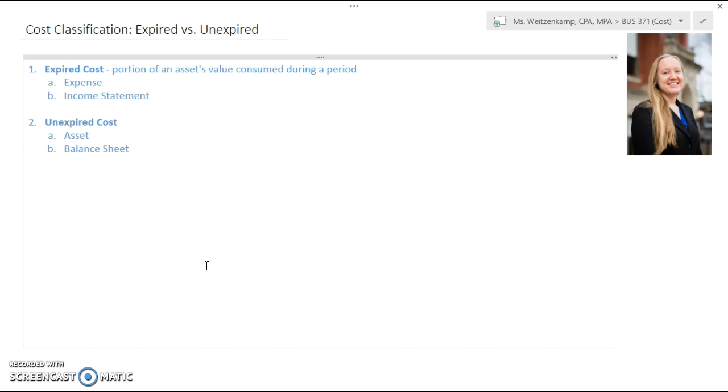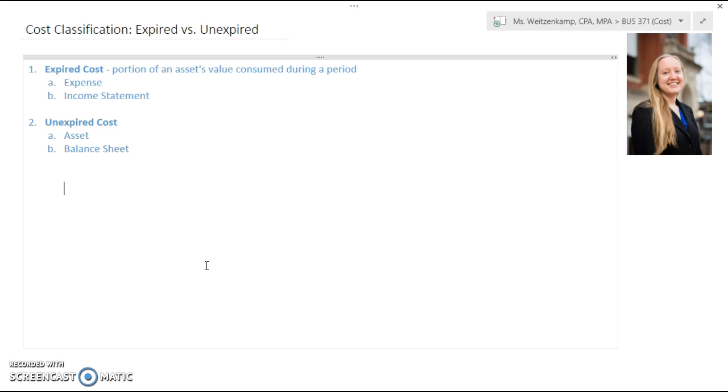We received some sort of benefit during the period, but we no longer are going to receive anything in the future. So we're going to eliminate that amount. It's going to show up as an expense on the income statement and then roll over into our retained earnings the next period. For an unexpired cost, that is something that's going to provide benefit for us in future periods. So we want to make sure to keep that balance and roll that over to the next period.